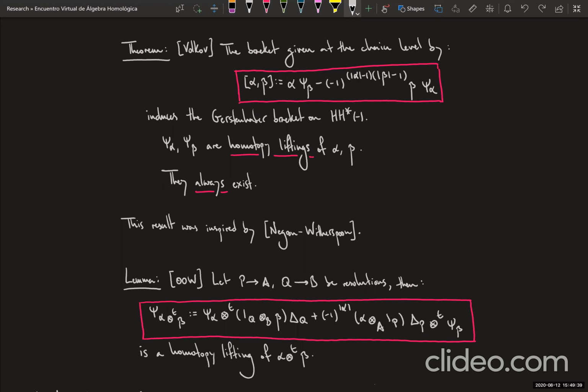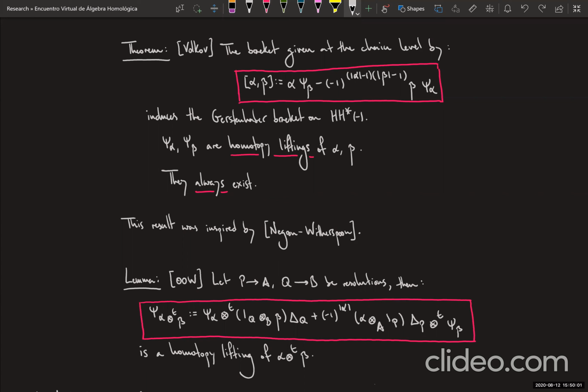So these homotopy liftings are extremely powerful tools that we want to use to reprove the theorem of Grimley, Nguyen, and Witherspoon. And the way we do this is by computing explicit homotopy liftings. So that's what we did.